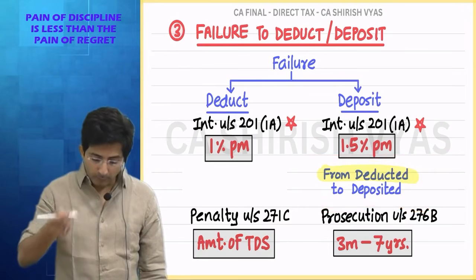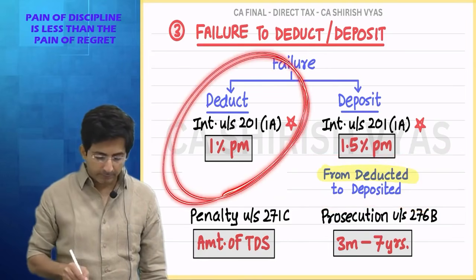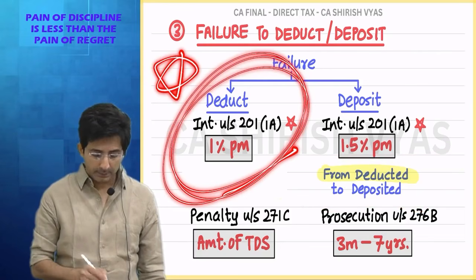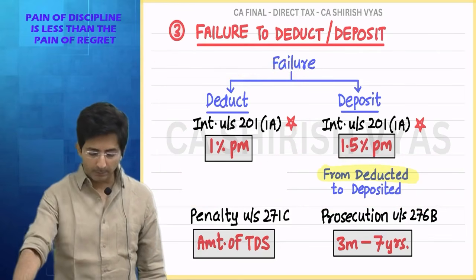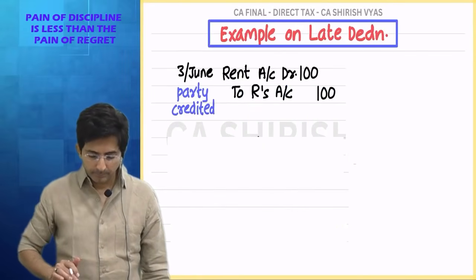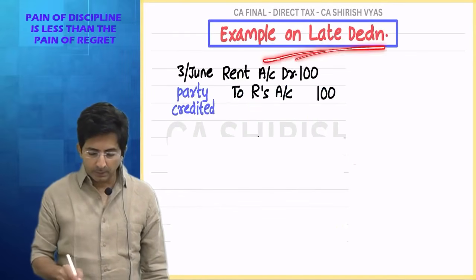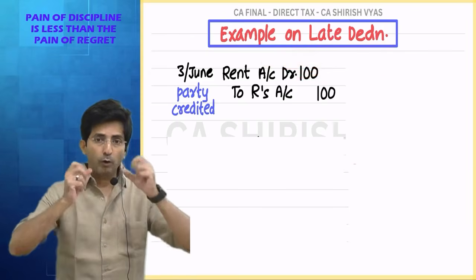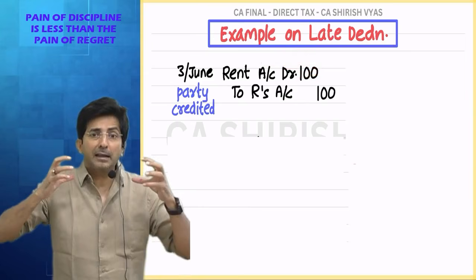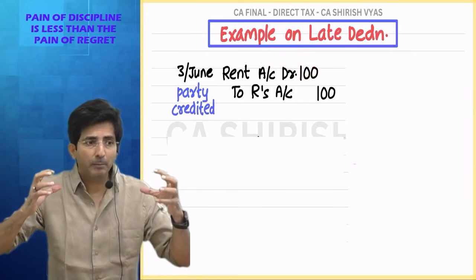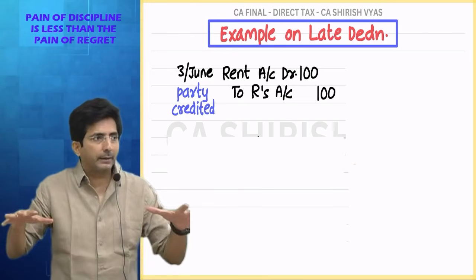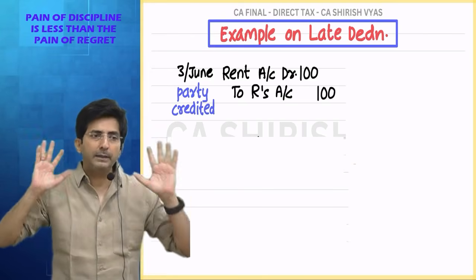Now, one more example I will take to explain 1%. This is a really good example. Just pay attention. One more example for 1%. See this. What is the title of the example? Example for late deduction. Means here what fault will I do? I will not create the liability in my books on time. What do you mean by deducting TDS? Creating liability. So now I will create the liability late.